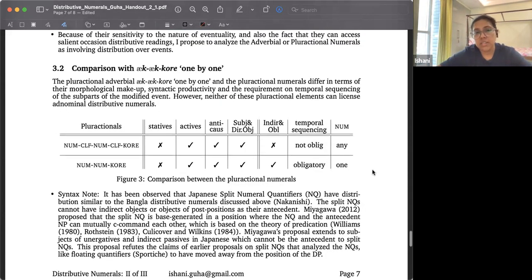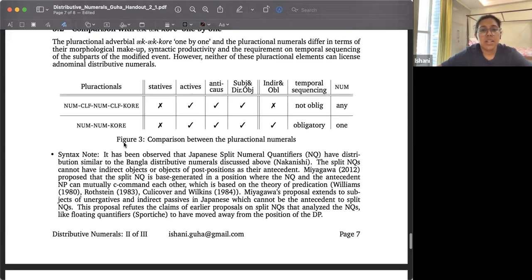And most importantly, the adverbial ones go with any number. The forms with the classifier go with any number, whereas the form without the classifier, that is Aket Kore, is unique to one. There is no Dui Dui Kore, Tui Tui Kore. Right?